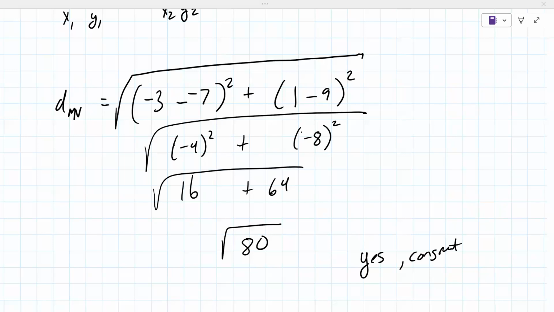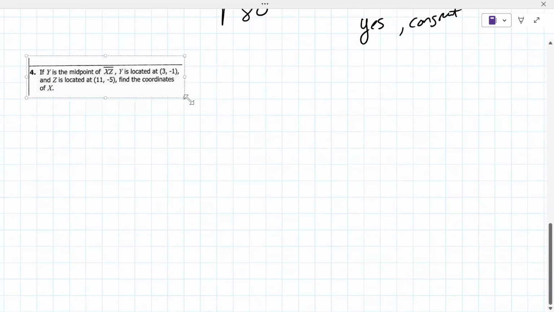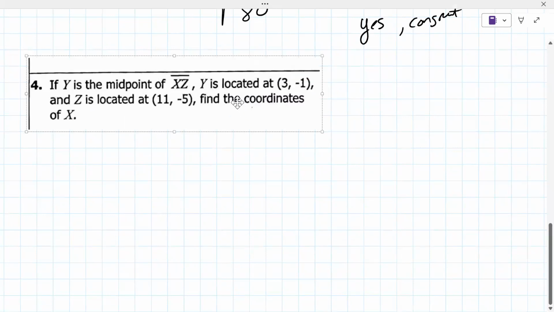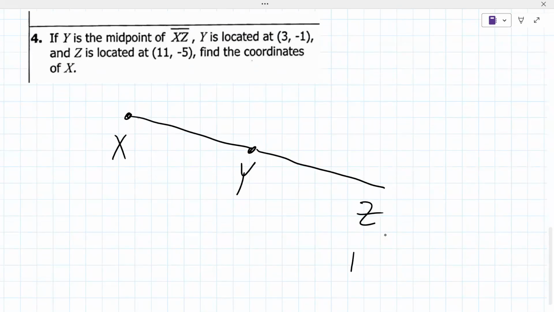All right. So the next question here, number 4, says if Y is the midpoint of X, Z, Y is located at 3, negative 1, and Z is located at 11, negative 5, find the coordinates of X. So I think sometimes it's good to draw a picture like X, Y, and Z, even if this isn't the correct picture, it's good to show the path. All right, so Z is 11, negative 5, Y is 3, negative 1.